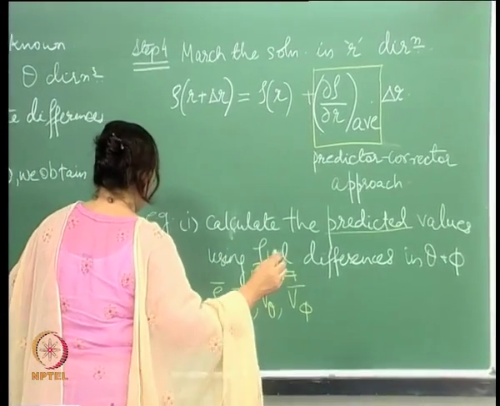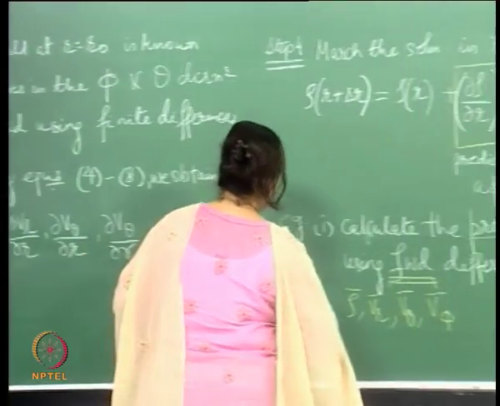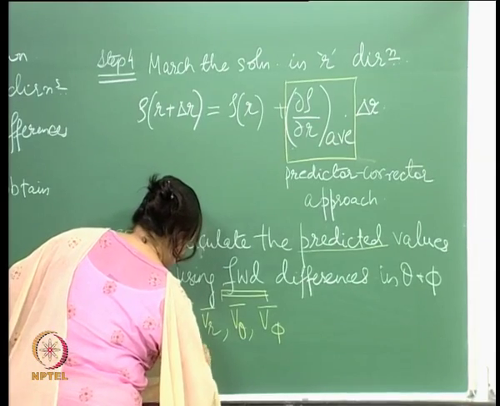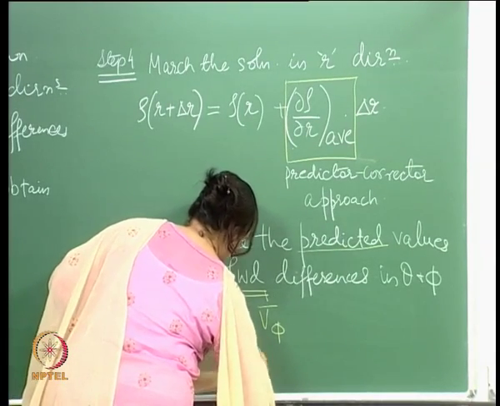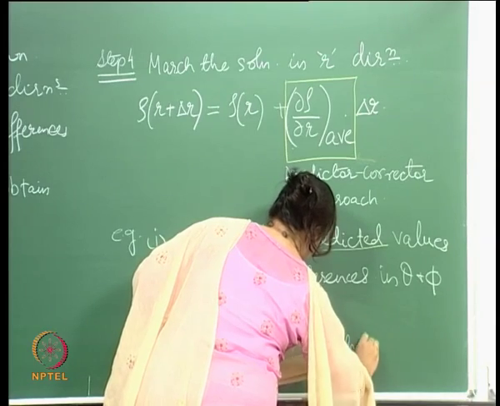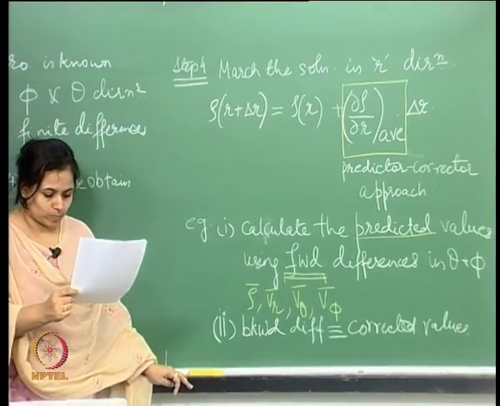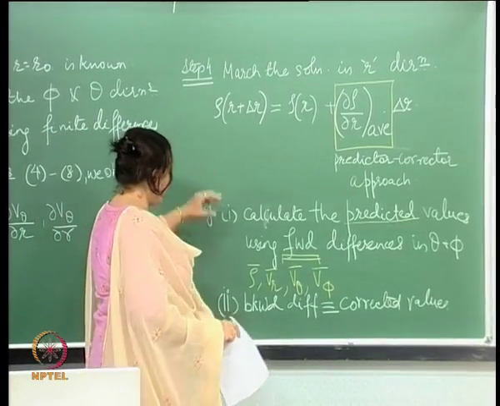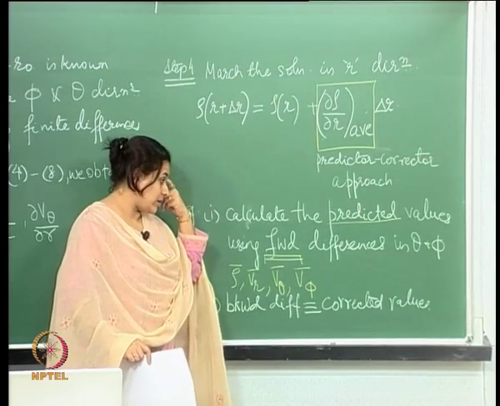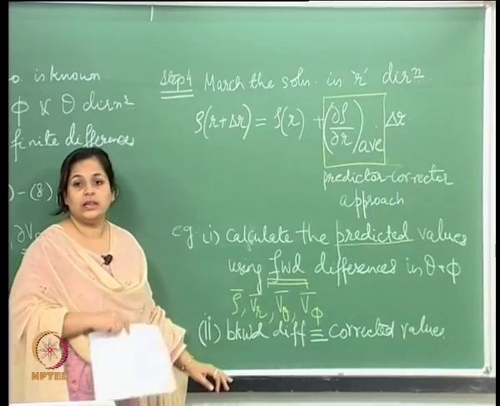So again, the second thing will be, let me just write here. Using backward differences, we calculate the corrected values. So when we come here, we use backward difference, and that gives us the corrected values. So we will calculate the corrected values in this fashion.